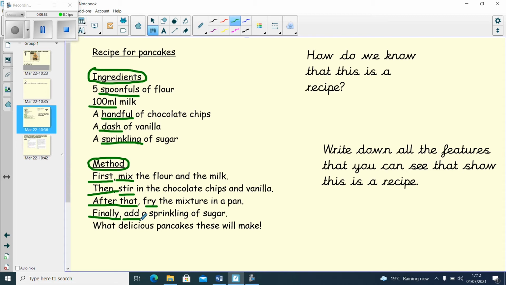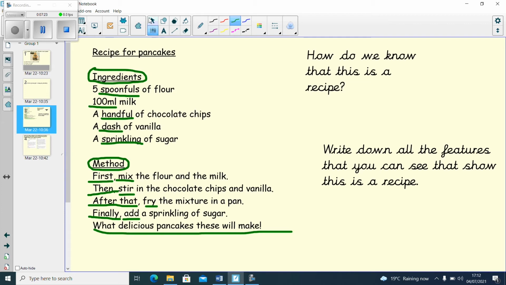And then finally, some recipes, but not always, you might have an exclamation sentence. Or they might just say enjoy or something at the end just to sum the recipe up. Okay, so hopefully you got some of those features yourself.